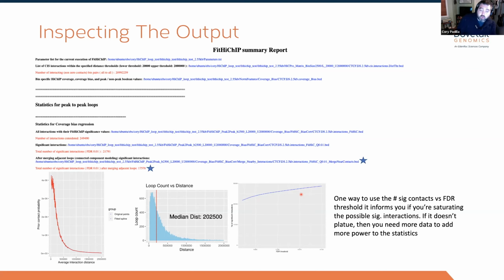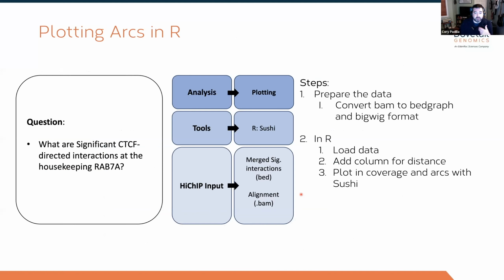Okay, so now that we have these significant interactions, how do we look at them? So let's plot them. The first route that we're going to do is with R. And simply, we're going to ask the question here, what are the CTCF-directed interactions around this housekeeping gene? We're going to use R with the Bioconductor package Sushi. It's super flexible, really easy to use. It's been around for a little while. It's a really intuitive tool. I recommend folks check it out if you haven't already.